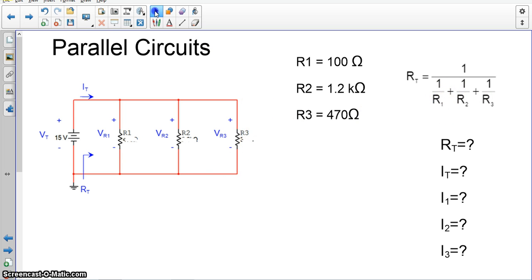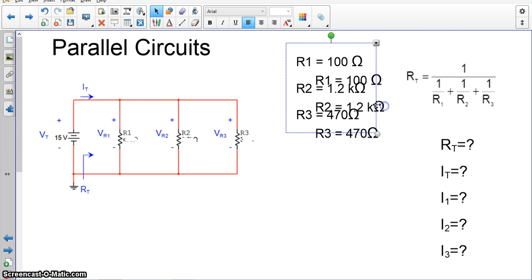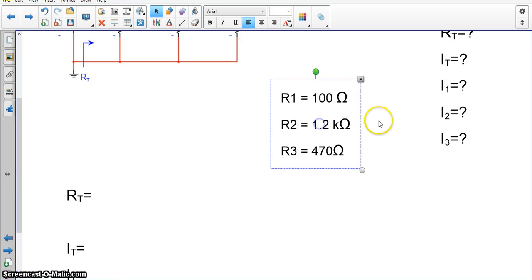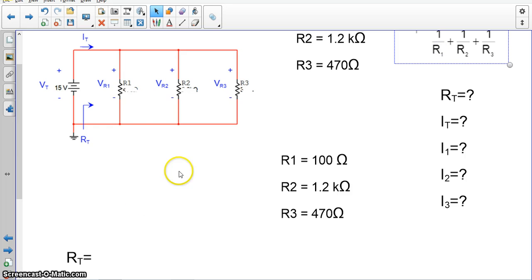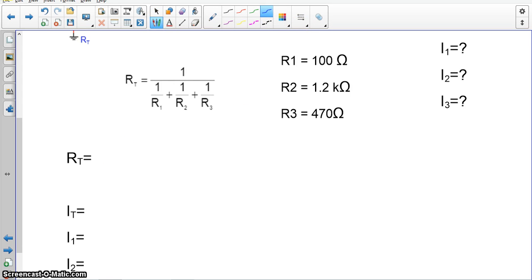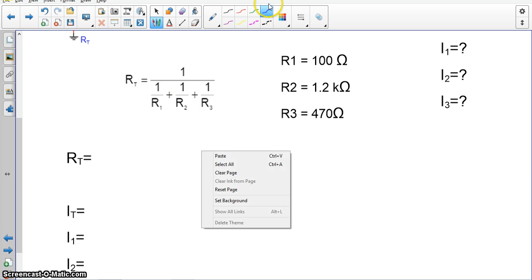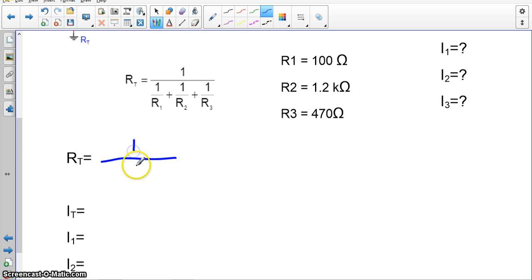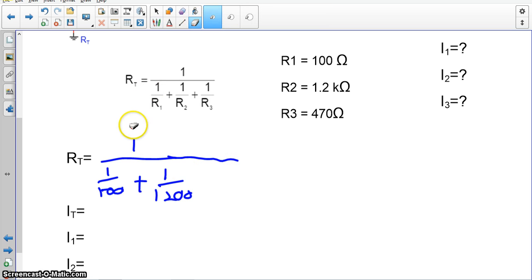So let me scroll down. Let's figure out what we need to figure out. So RT, we figure out using this formula. So 1 over 100 plus 1 over 1200. So just like any of the other examples, if you have it using kilo ohms or milliamps or mega ohms or microamps or whatever, you can't use that number. You have to switch. You're not going to use 1.2. You have to switch this to just regular ohms.